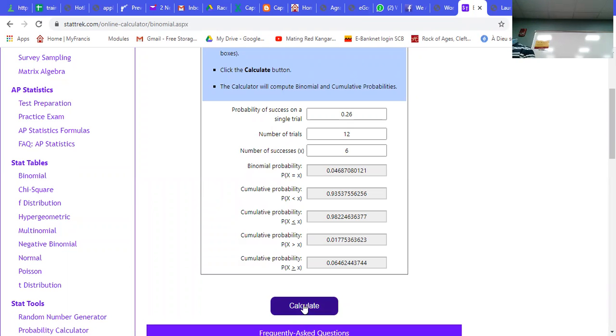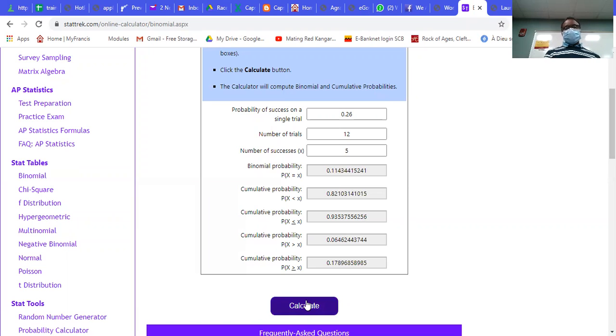So at least 6 couples will have a destination wedding. At least 6 is greater than or equal to 6. And fewer than 5 couples will have a destination wedding. Can we use fewer than 5 with 6 here? No. So we are going to come back here and change for this question. We will change 6 to what? To 5. And then we calculate.